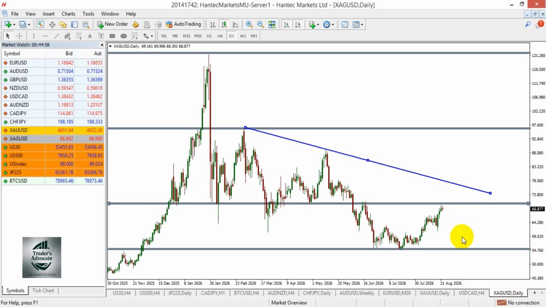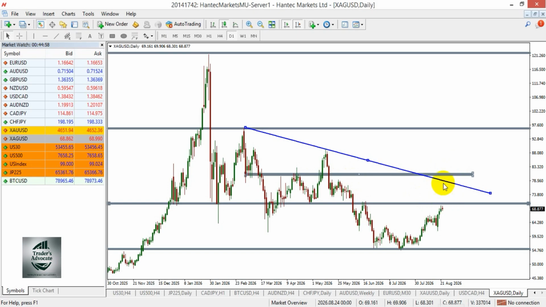The only time I'll be interested in going long for silver is if price comes and we break above here. If I see a proper break above here, then I'll be interested in buying silver all the way up here. We also have a minor level somewhere around this level. So if silver breaks above this area, the next target for silver will be around this area. Although this trend line is here, so I'll be closely watching this.